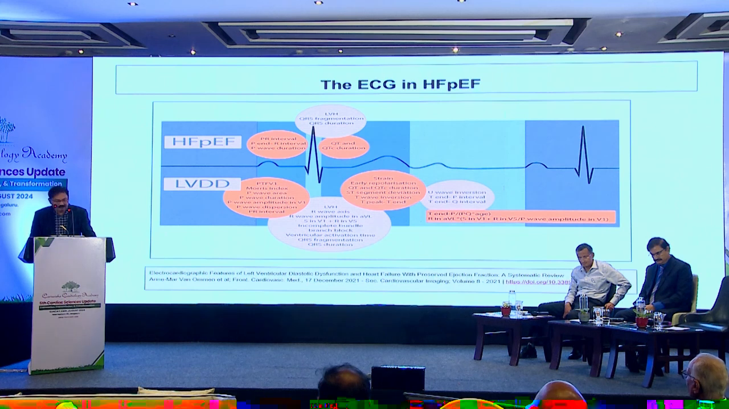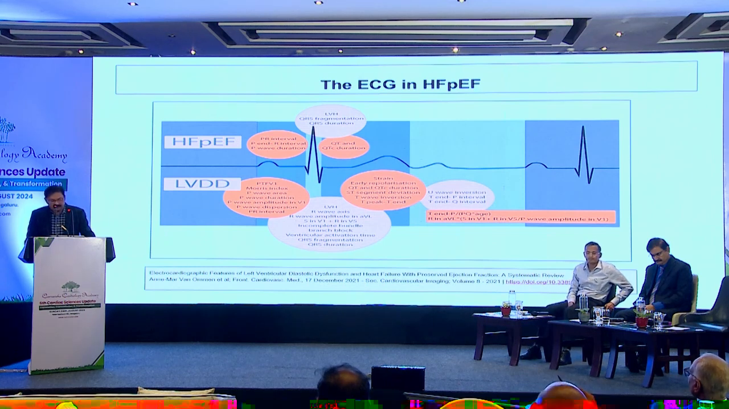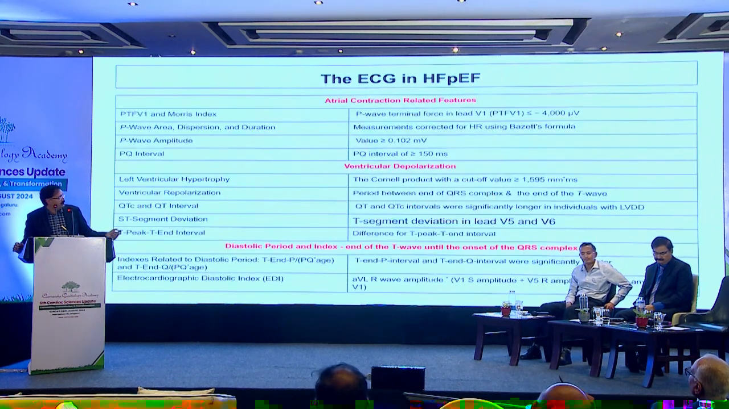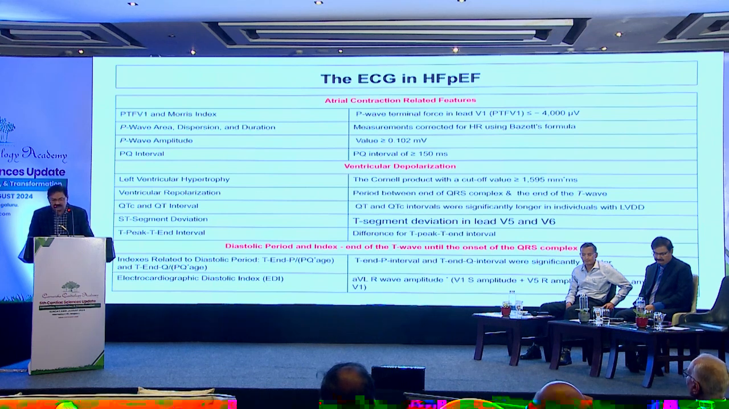The FEV1, there are studies that have been done on this, the PR interval, the PQ interval, the QT prolongation and so on. So let me give you a snapshot of what are all the possibilities that can go wrong in an ECG. Wow, this many papers, each of them have publications saying that this is the parameter that is deranged in heart failure with preserved ejection fraction.